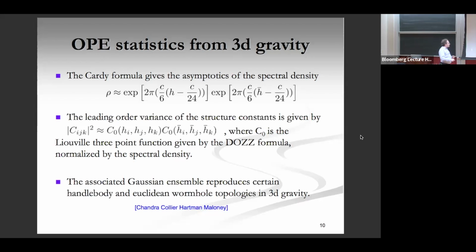And then these authors constructed an associated Gaussian ensemble for the CIJKs with this variance. And they noted that the answers from that agree with 3D gravity computations for various kinds of handlebody and Euclidean wormhole topologies. But they didn't produce all 3-manifolds. It was a very special class of 3-manifolds.